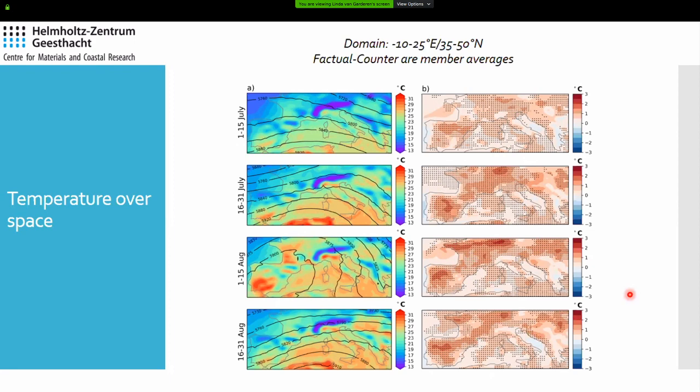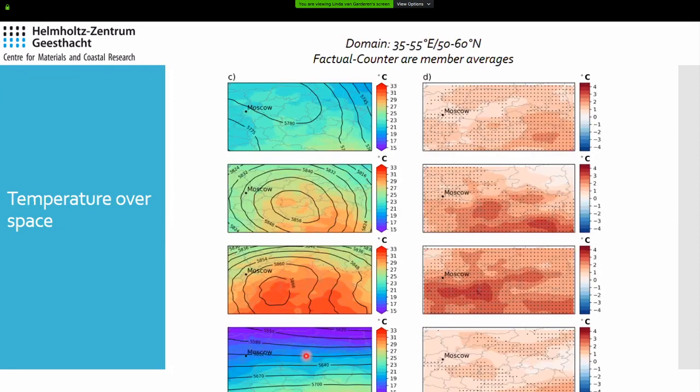And for the Russian heat wave, we have the same thing here. This is the temperature of the factual world with the geopotential height at 500. And here we have the factual minus the counterfactual members, 2-meter temperature. And we see very strongly that during the heat wave, during this blocking situation, we have much, much higher differences between the factual and the counterfactual world, between the climate change world and the climate change free world. And also the stippling is much more dominant during the heat wave, which means that the members of the factual and the members of the counterfactual are really split. All of them, they're not overlapping in any way. As soon as the heat wave is over, the sign becomes much less. It's still there, but it's much less strong.